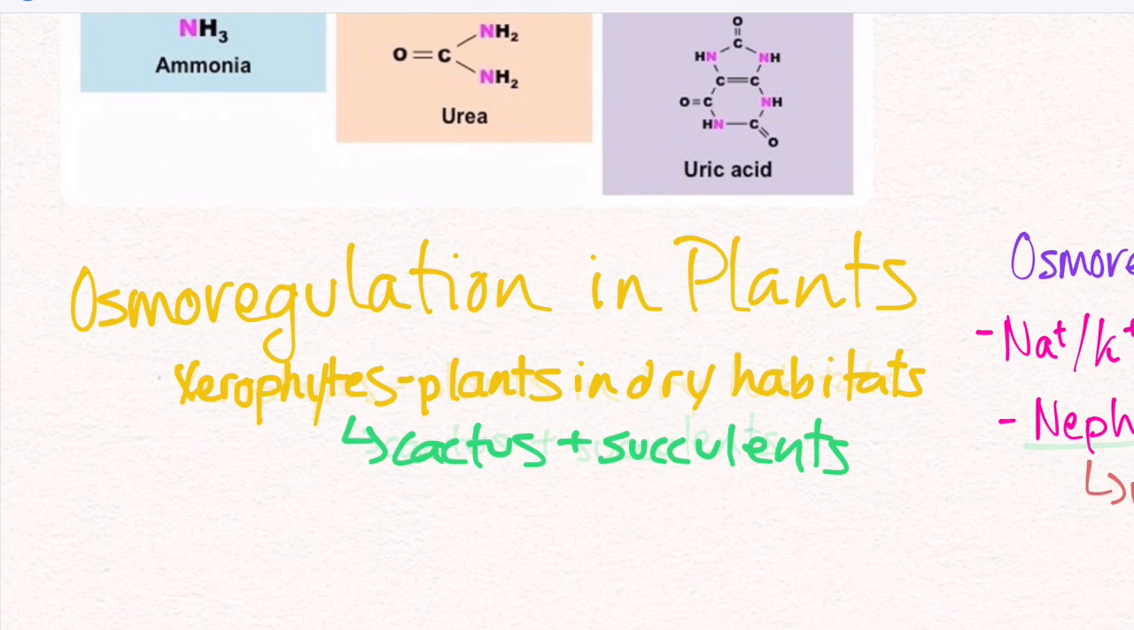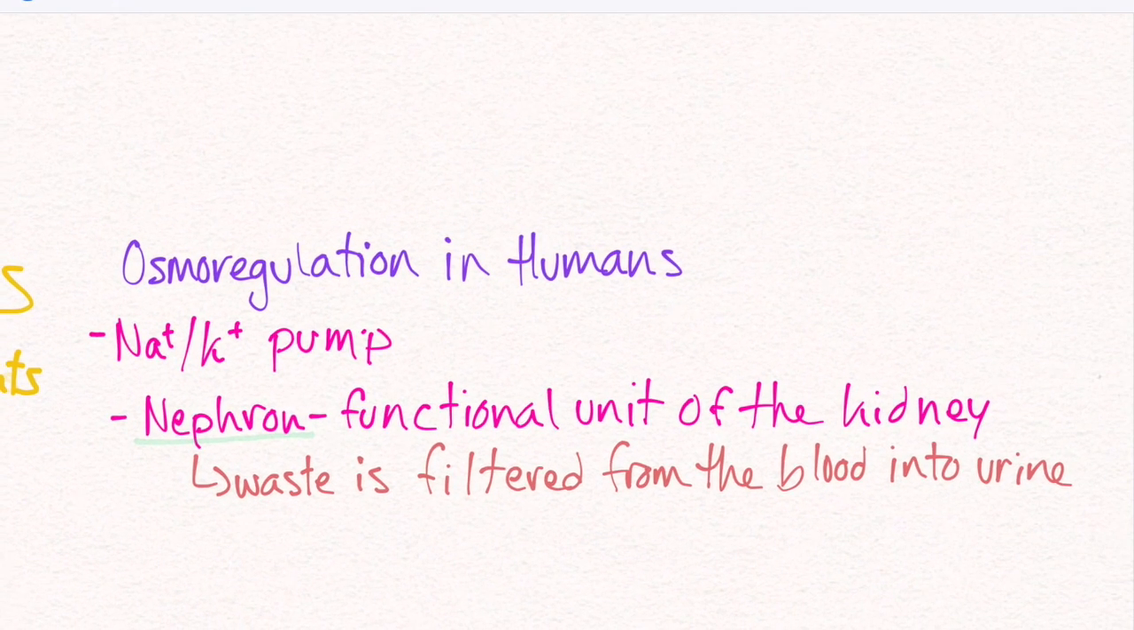Osmoregulation in plants is similar. Plants like xerophytes, which are plants in dry habitats like cactus and succulents, have to modify their structures to adapt to their climate, and depending on their climate, they store water in different ways and osmoregulate in different ways. What we're going to focus on is osmoregulation in humans.